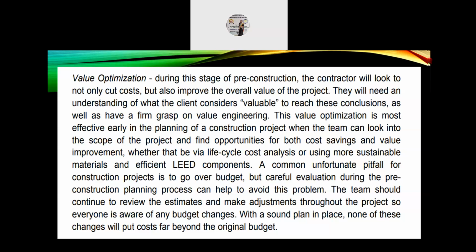A common unfortunate pitfall for construction projects is to go over the budget. But careful evaluation during the pre-construction planning process can help to avoid this problem. The team should be continuing to review the estimates and make adjustments throughout the project so that everyone is aware of the changes in the budget. With a sound plan in place, none of these changes will put costs far beyond the original or estimated budget.